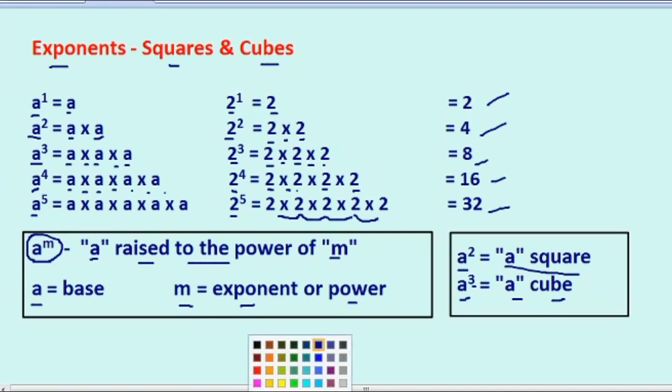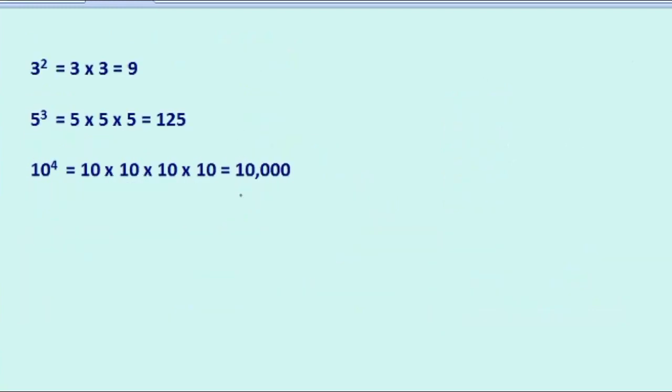Okay. This is known as exponents, or how to calculate the values when the numbers are written in the form of exponents. Now let me solve some examples. First, 3 raised to the power of 2 will mean 3 into 3, which is equivalent to 9. If it is written as 5 raised to the power of 3, it will be 5 multiplied by 5, which is 25, multiplied by 5.